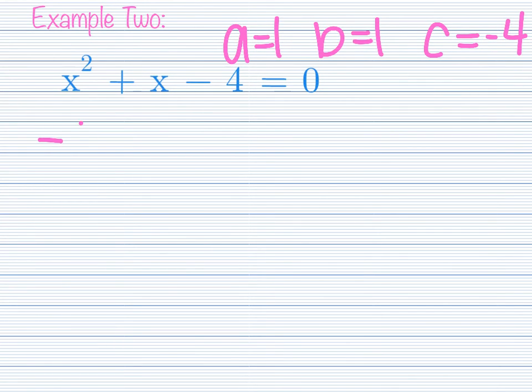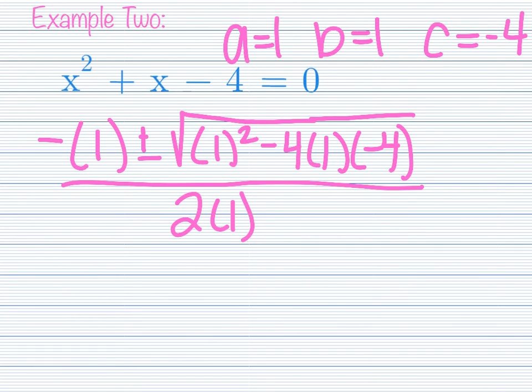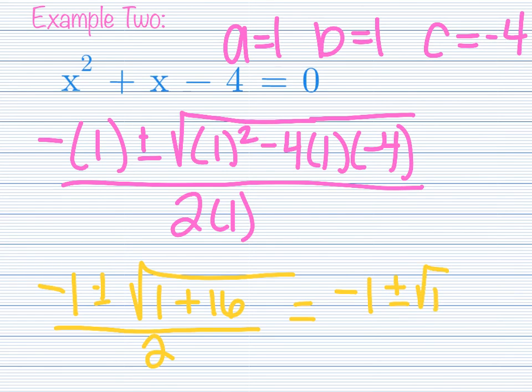So negative 1 plus or minus the square root of b squared minus 4ac, all over 2a. So this simplifies to negative 1 plus or minus 1 squared plus 16, all over 2. And this simplifies to negative 1 plus or minus radical 17, all over 2. And then we're done.